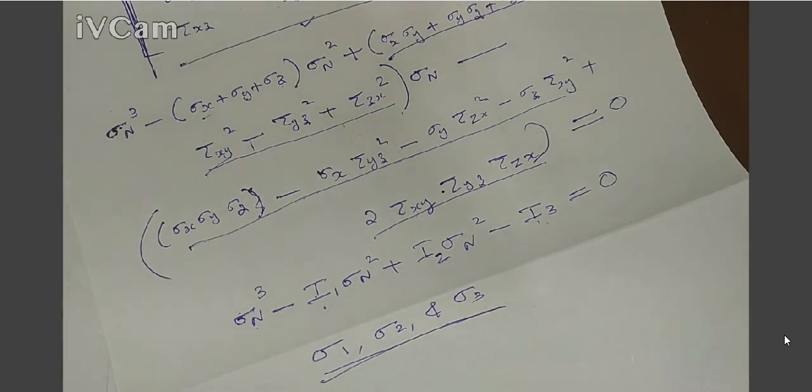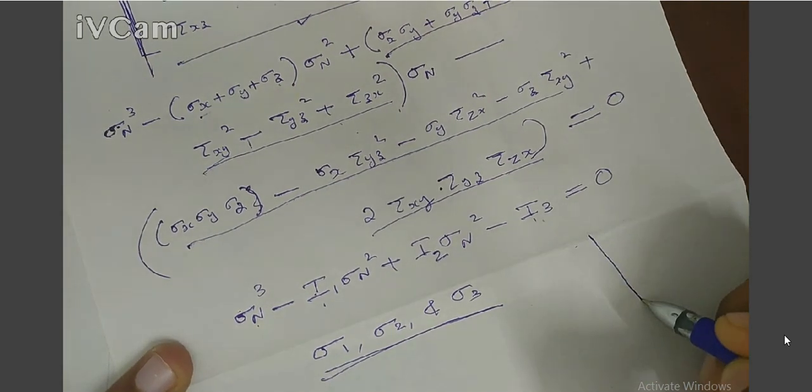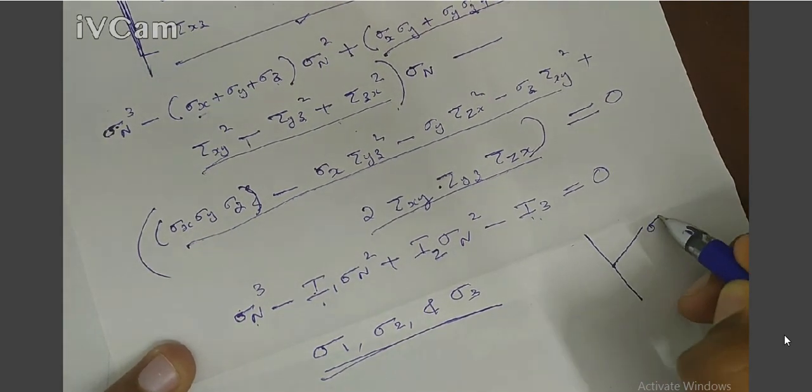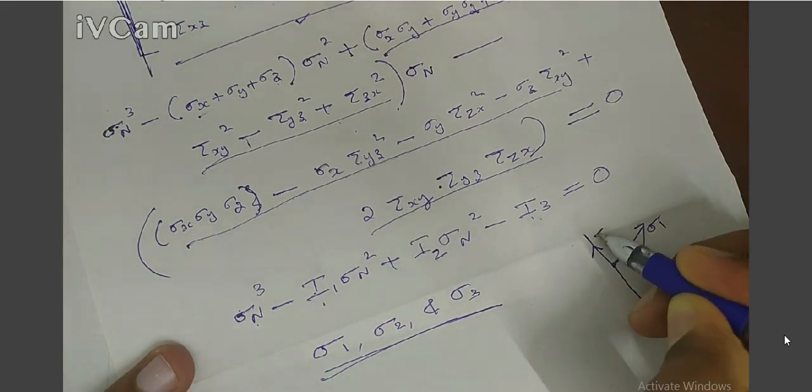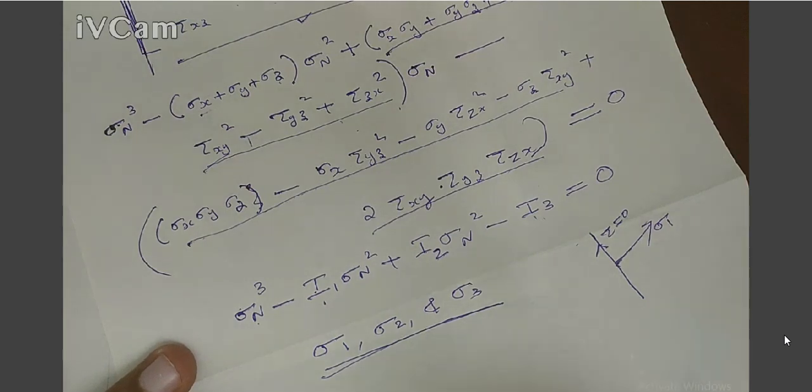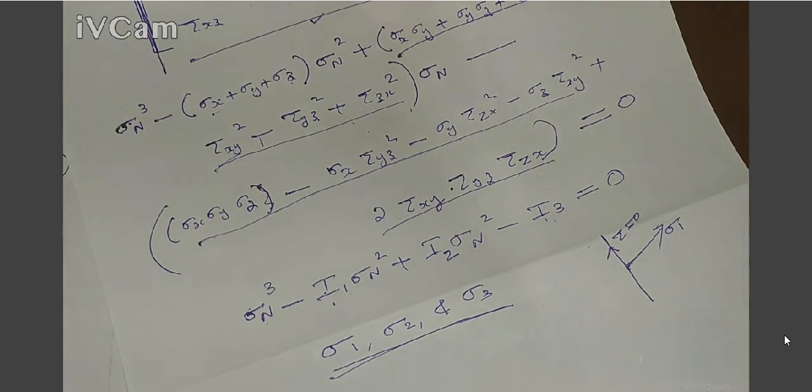These principal stresses act on three planes. Maybe this is one plane, where sigma 1 is acting, that is the normal stress, and the shear stress on the plane is zero. Sigma 1 is the major principal stress, that is the maximum normal stress acting on that point. Sigma 1 is the maximum normal stress acting on that point, where shear stress is zero.